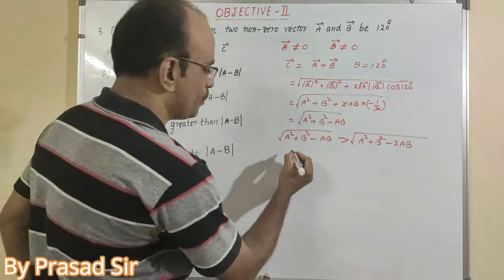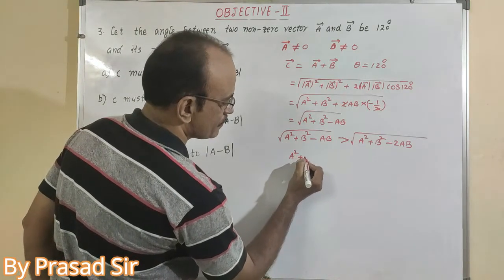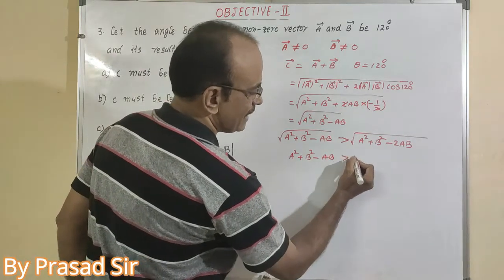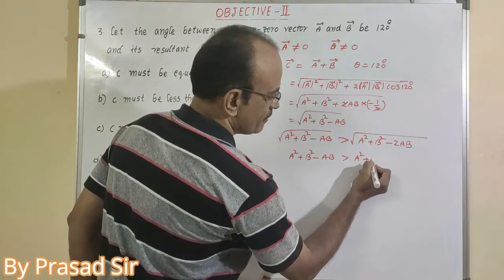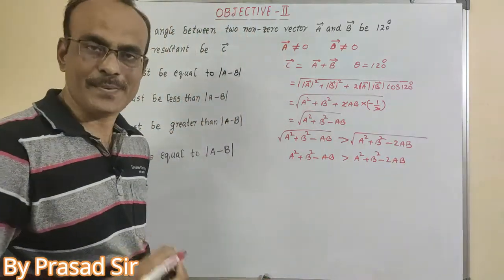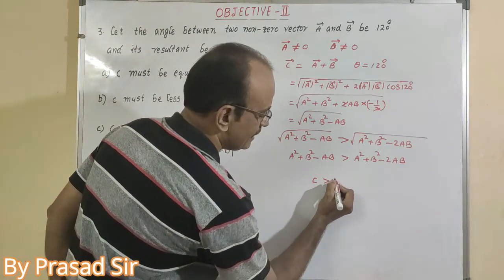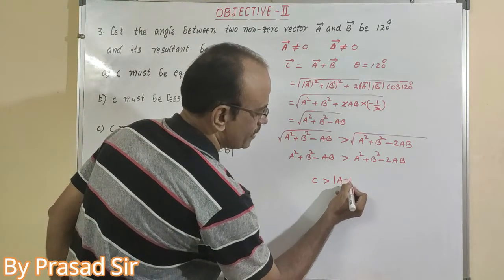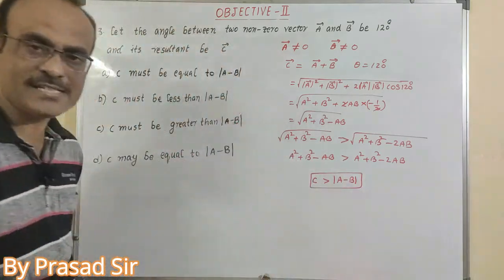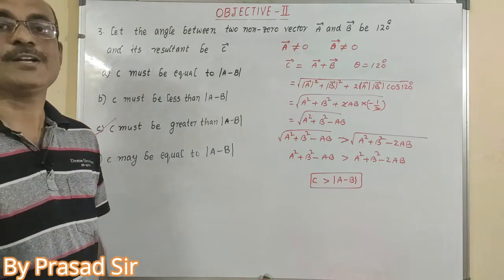Squaring on both sides, here I will take A square plus B square minus AB greater than A square plus B square minus 2AB. But what is the conclusion here? C is greater than magnitude of A minus B. So this is the conclusion. So from this, what is the answer here? Option C is the correct option.